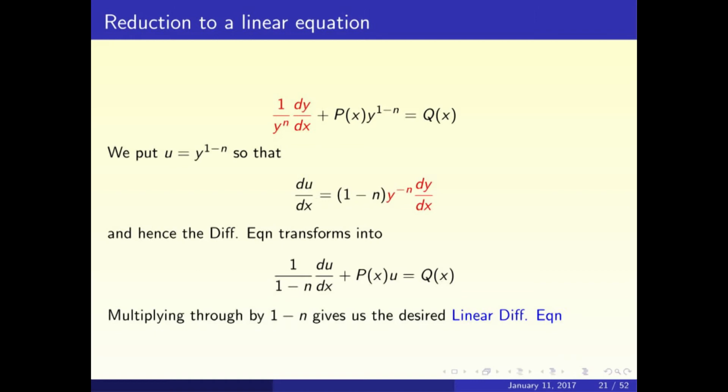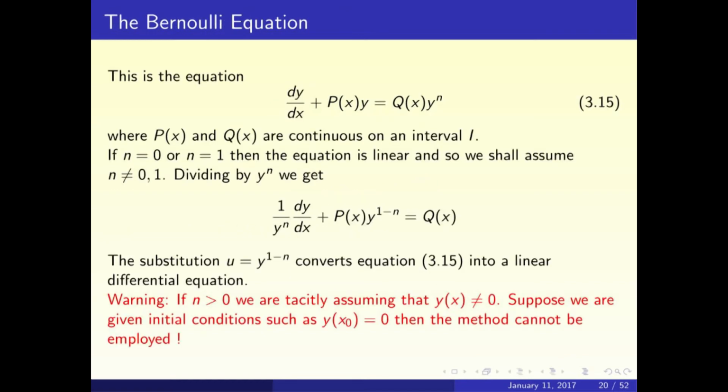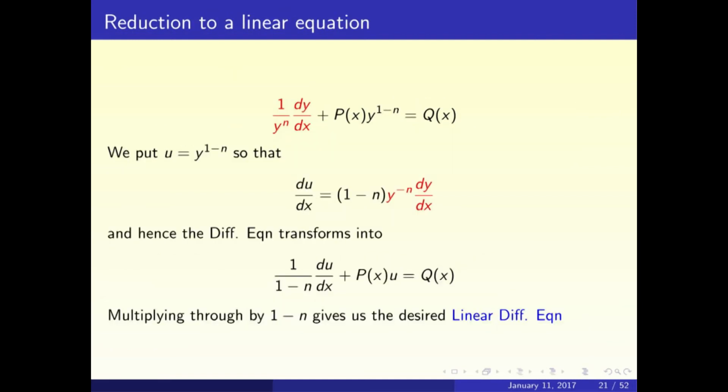Also, let me recall that we have assumed n is not equal to 1 and n is not equal to 0, because in these two cases the differential equation 3.15 would already be linear and there is no need to transform it. So we see how to reduce a Bernoulli equation into a linear equation.